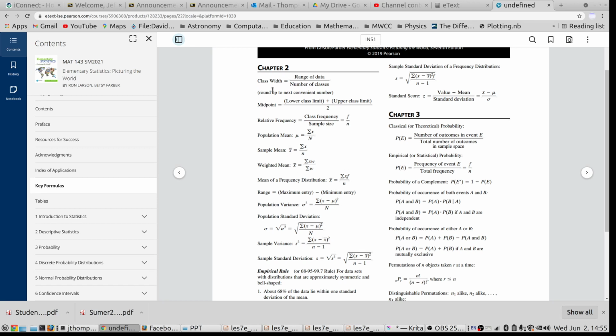And so when we say class width is the range of the data divided by the number of classes, this is an instruction on how you create the class width. Sometimes in very short notation, like the relative frequency is here, and sometimes in much more longer words.